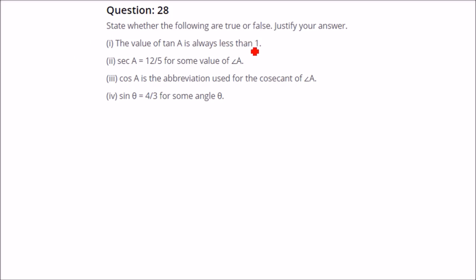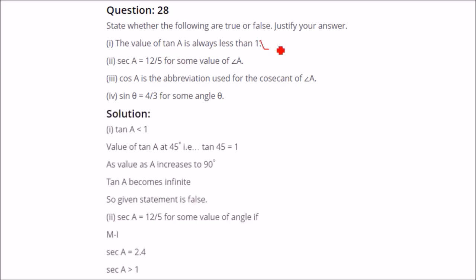State whether the following are true or false. A value of tan A is always less than 1. This is true. Why? Tan A is less than 1. That is tan, you know, tan 45. Value of tan 45 is 1. So as the value of A increases to 90, it becomes infinite. Oh, I'm so sorry. This is false. The tan A is always less than 1.